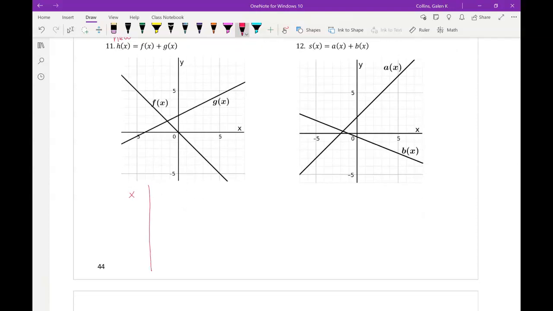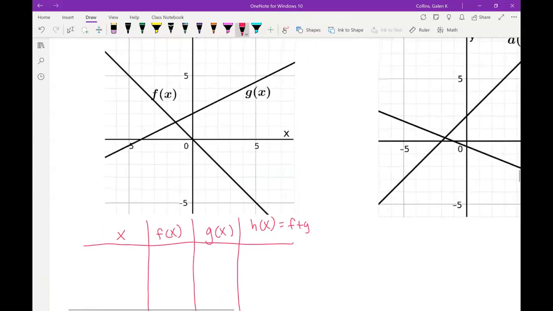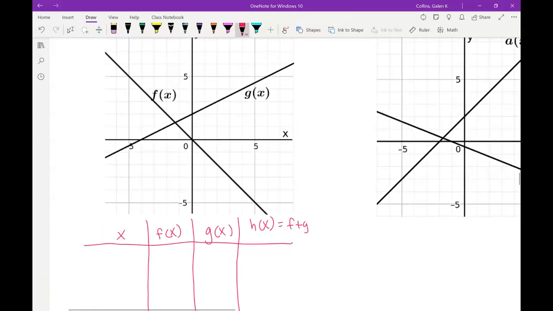So what I mean by that is I'm going to put values of f of x in my table, values of g of x in my table, and then we will compute the values of h of x by adding f plus g values.